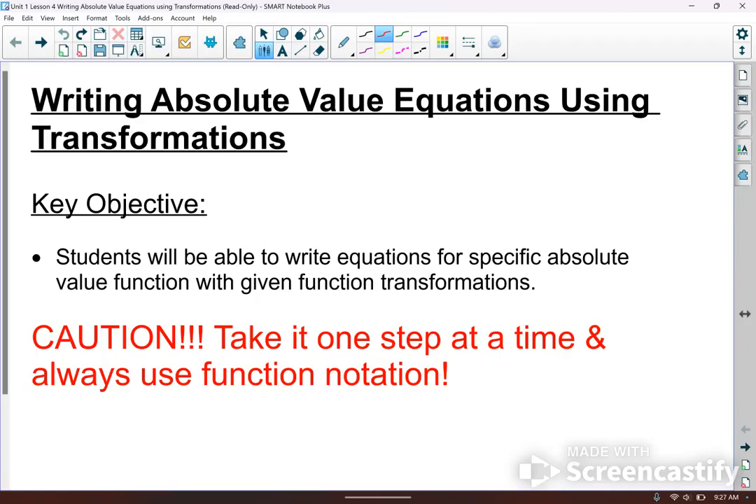Now, when writing transformations, we do want to work in the order that the transformations are given to us. I know that we usually work in a different order when we're describing equations and the transformations made from the parent on those equations. But when we're writing equations, we want to work in the order the transformations are given to us so that we write the correct equation in the end. If you work in a different order when writing, you might be describing a different equation. So you really want to be careful about that.